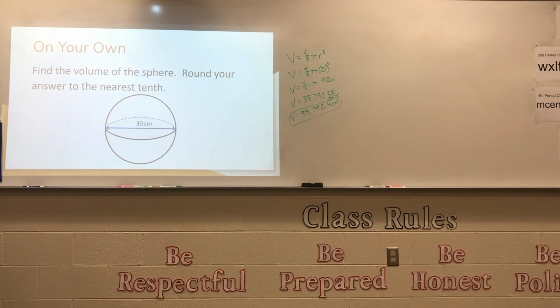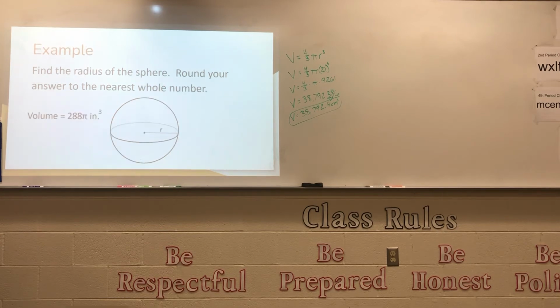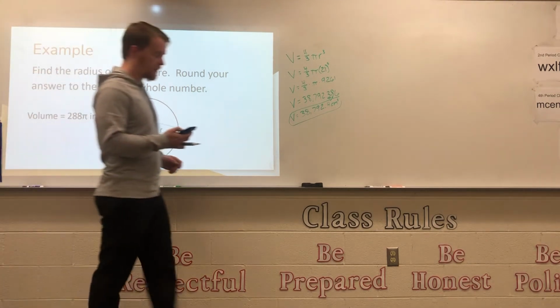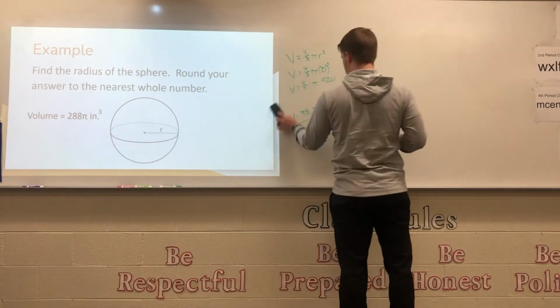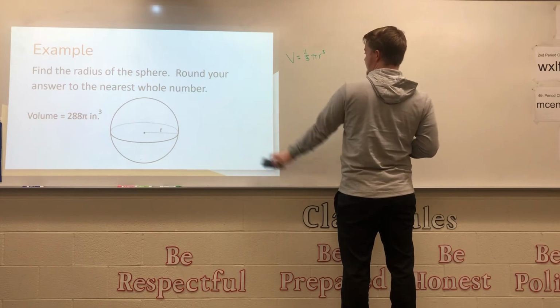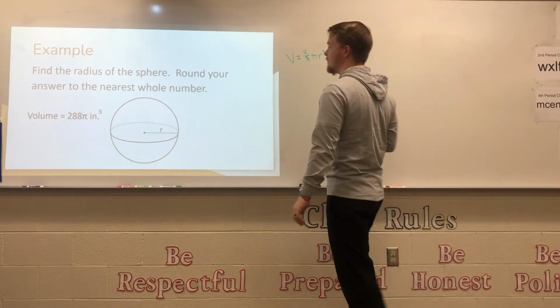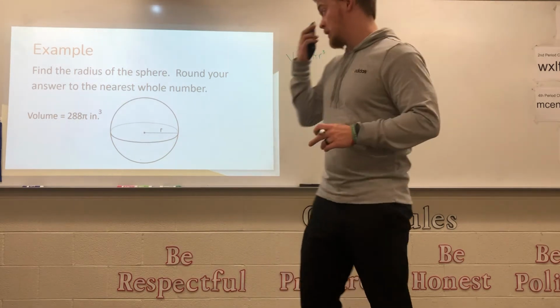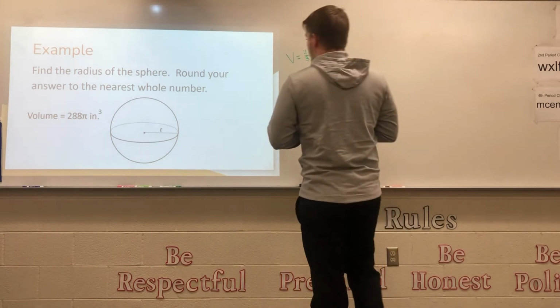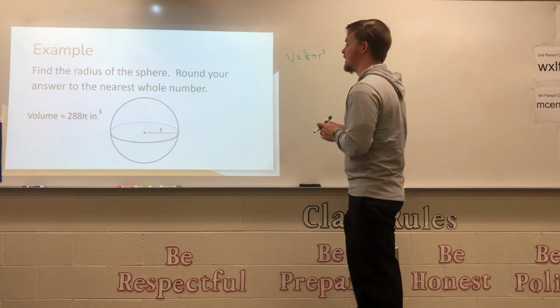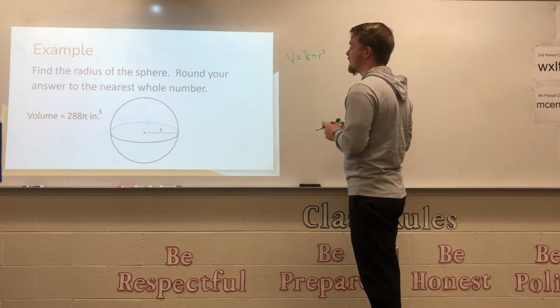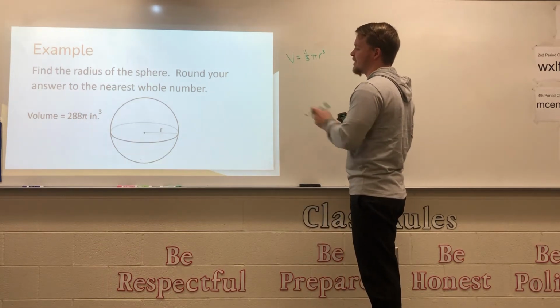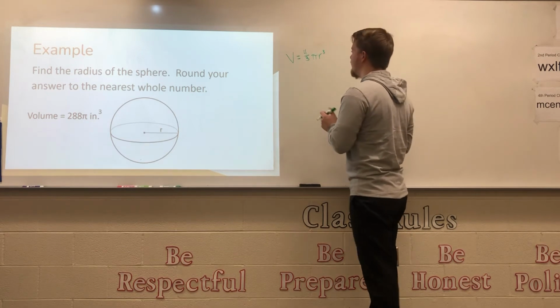Alright, so let's go ahead and skip to this example. They'll also, like with cones and cylinders, they might ask you to find the radius when the volume is what is given to you. Okay, so this one will be a little different than before. So with this one, we still have to fill in what the volume is, which here is 288 pi.